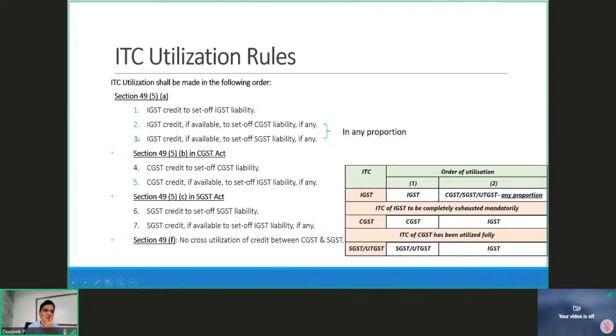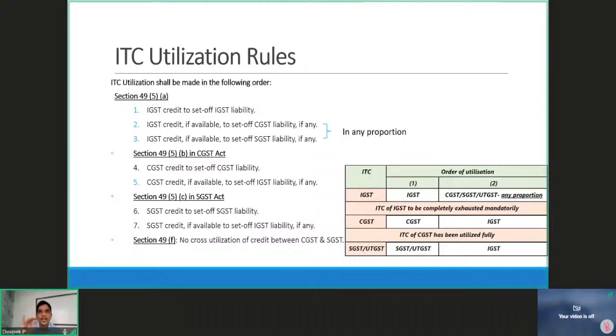First rule, section 49(5)(a) says IGST credit is to be set off with IGST liability. I have a credit lying in my IGST credit ledger. This I will offset for payment of IGST liability first. Credit of IGST has to go like with like. So IGST credit is utilized for IGST, CGST credit is used with CGST, SGST credit is used with SGST. If it's a union territory, then UTGST credit is utilized for UTGST.